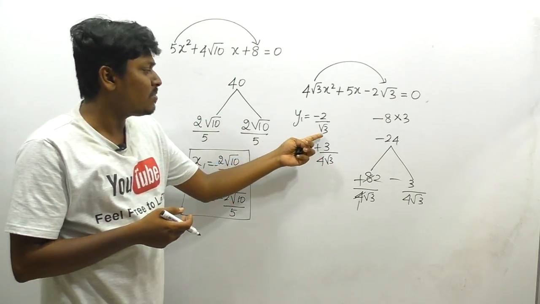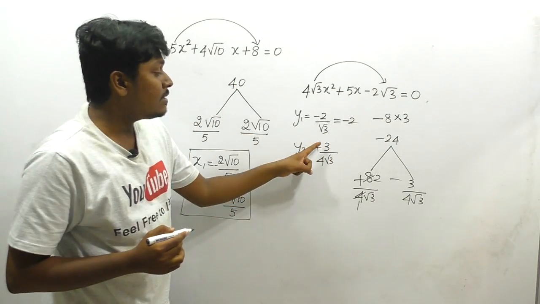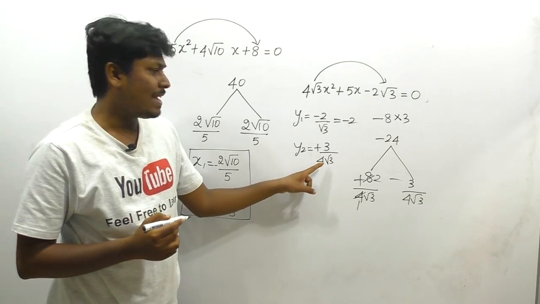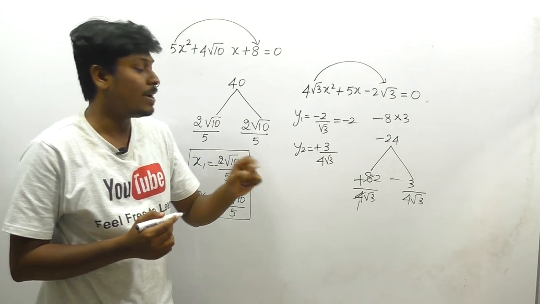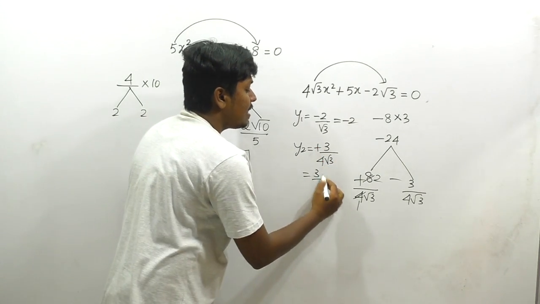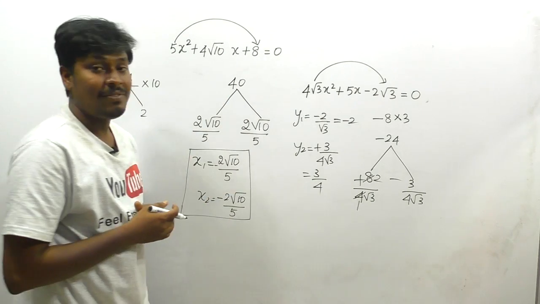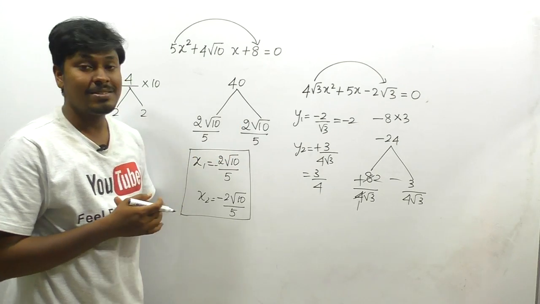We can say this root 3 as 1, approximately 1. So I can say this as minus 2, and here it is 3 by 4√3. I can say this root 3 as 1. Friends, got it? Root 3 is approximately 1, where this 1, 3 divided by 4. So root 3 is 1, so I can write this as 3 divided by 4. So finally we got the factors for y1 and y2, which is minus 2, and y2, which is 3 by 4.